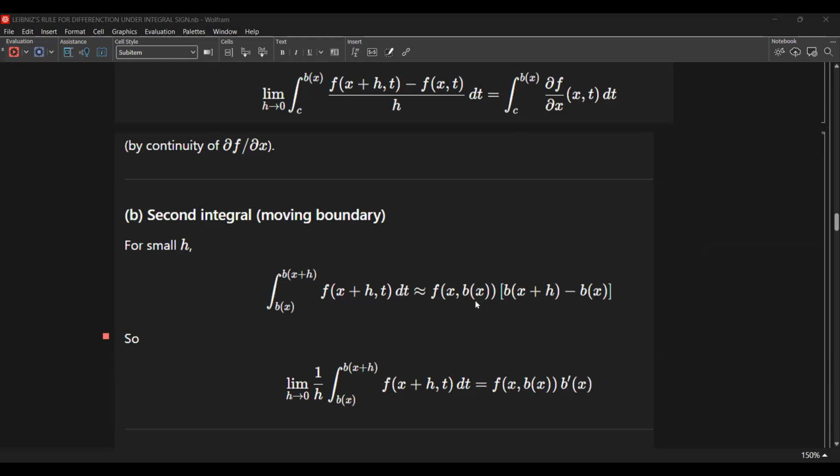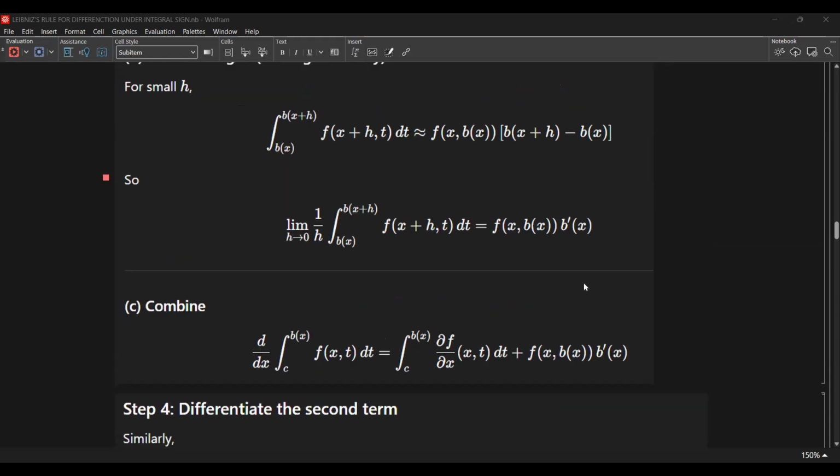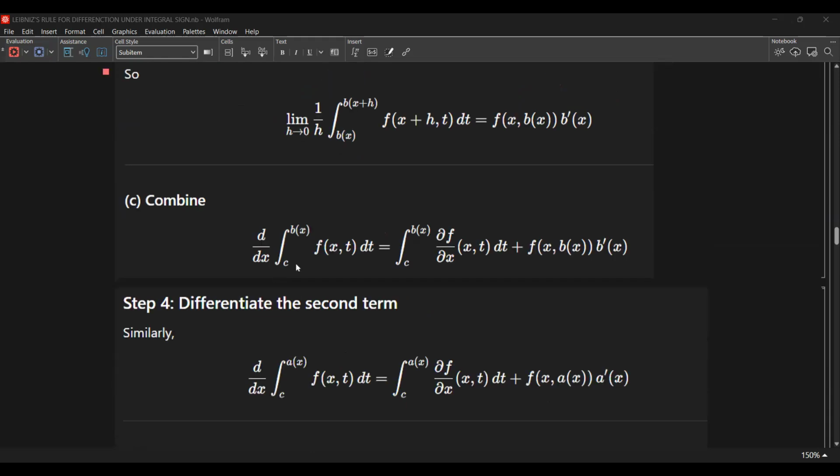This is approximately equal to f of x, b times b of x plus h minus b of x. Then take the limit as h approaches 0. So this becomes f of x, b of x times b prime. So let's combine here. The derivative of this integral of f of x, t dt is equal to the partial of f with respect to x from c to b of x, plus f of x, b of x times b prime.